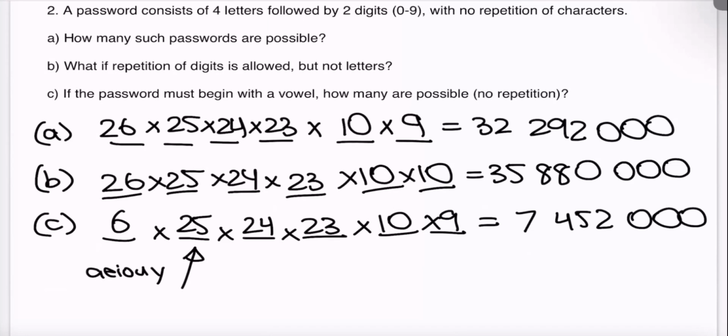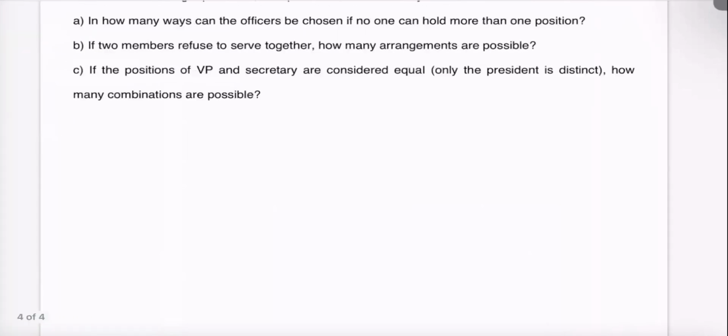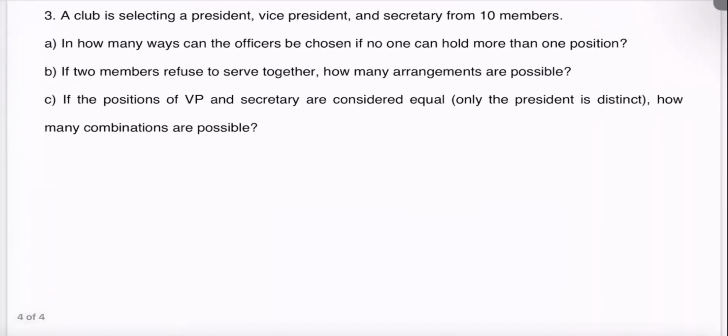All right, let's do one more example for today. This third one says, a club is seeking a president, vice president, and secretary from 10 members. In how many ways can the officers be chosen if no one can hold more than one position? So this would be permutations because we have a group of 10 people and we're selecting 3, and order does matter because it does matter if you're the president, vice president, or secretary. It matters what position you have, of course. And so therefore, it's going to be P(10, 3), right? There are 3 positions we're selecting and we're selecting from 10 people.